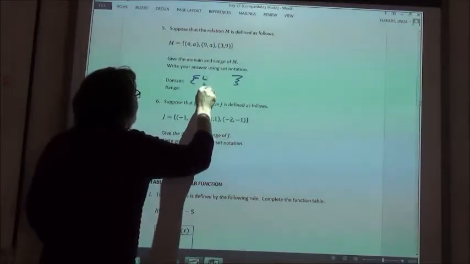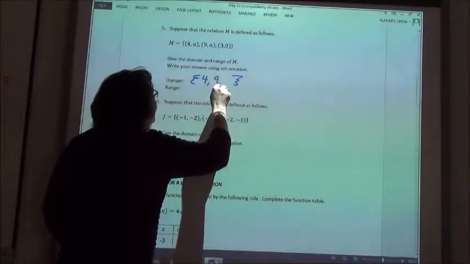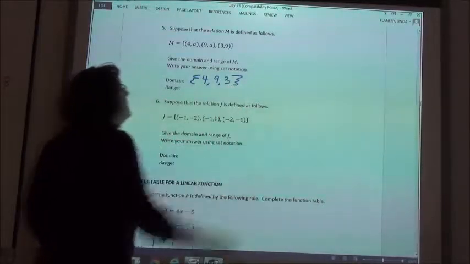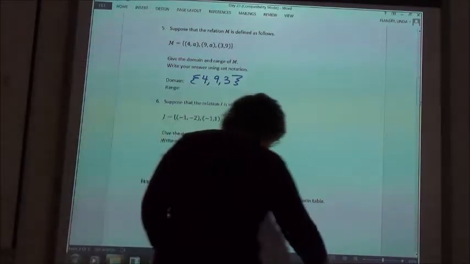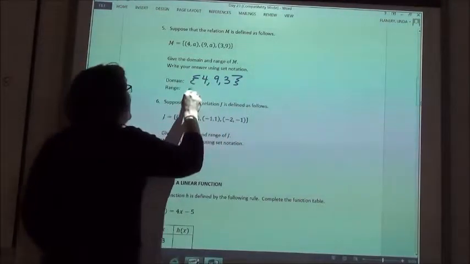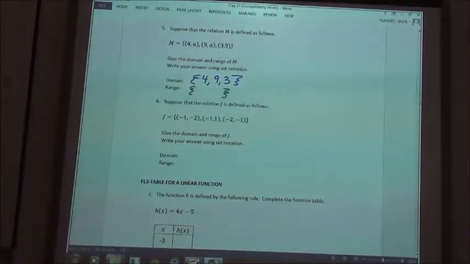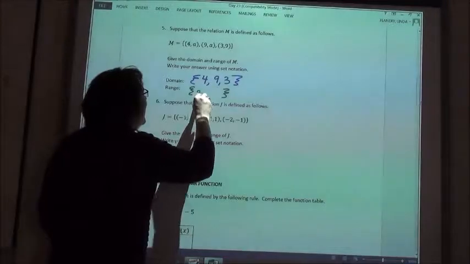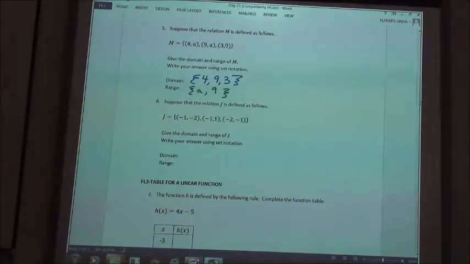4, 9, and 3, right? In my range, if I'm going to write my list in my range, I'm going to have an A and a 9. Again, the A is in 2 of your points, but you don't really need to write it down more than once. It's the same thing.